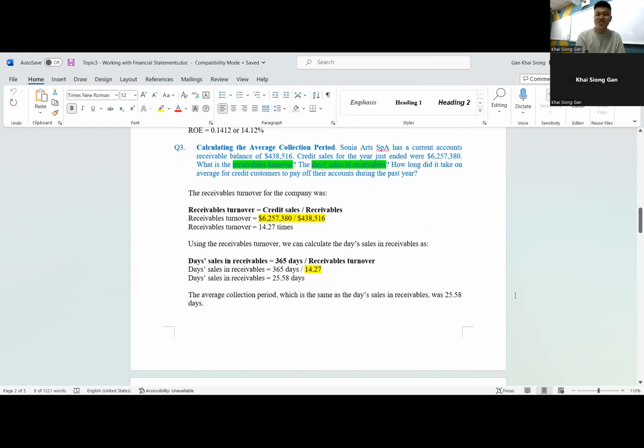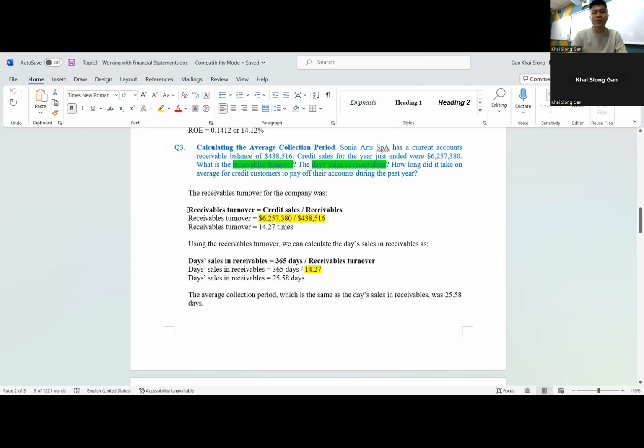Okay, let's continue. The next one: calculate average collection period. Sonia Art Spa has a current accounts receivable balance of this amount. Credit sales for the year just ended were this amount. What is the receivables turnover? Then convert into day sales. How long did it take on average for credit customers to pay off their accounts during the past year? So basically, you are calculating two pieces of information only. First, you calculate the number of times, and then convert into day sales.